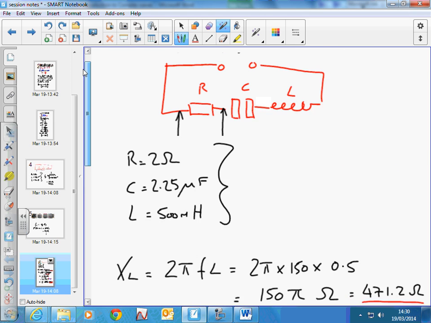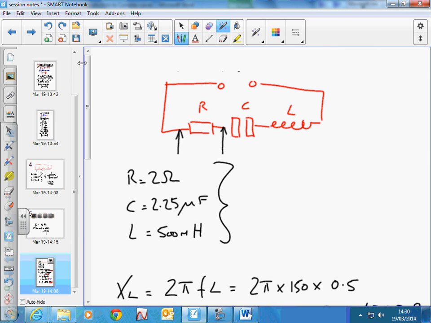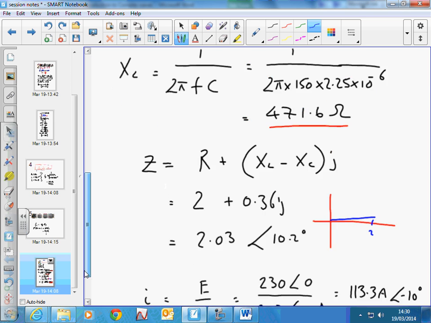Worse than that, let's just calculate what the voltages are across the components. Remember, we've got 230 volts here, that's our supply voltage. We've worked out that the current is 113 amps, near enough. So what is the voltage across the capacitor and the voltage across the inductor? How would you work that out? Yeah, I times the reactance of the capacitor, I times the reactance of the inductance. What's the voltage across each of those components?